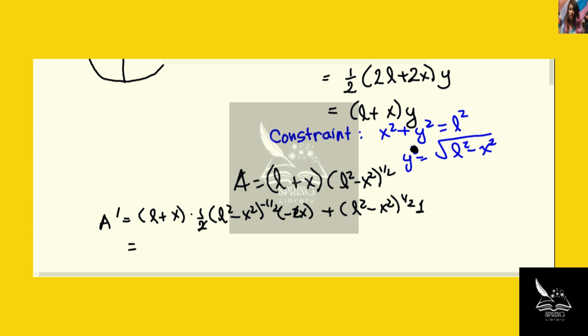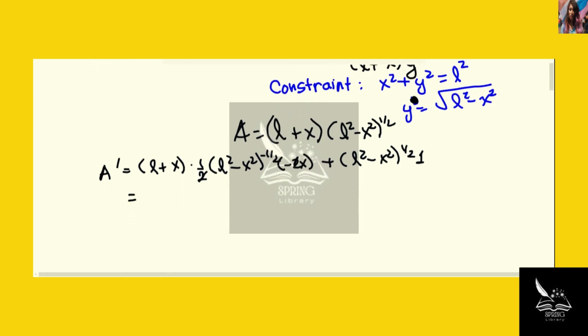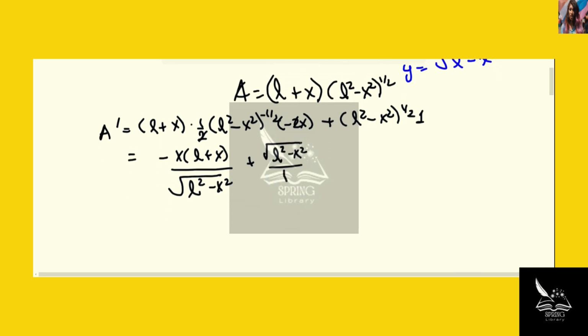All right, this 2 and that 2 will cancel. I'm going to rewrite it as a fraction because it's easier to simplify that way. So I get minus x times L plus x over the square root of L squared minus x squared plus the square root of L squared minus x squared over 1. I'm going to set that equal to 0. I'm going to move one of them over. It was minus. They were both minus. I made them both plus.